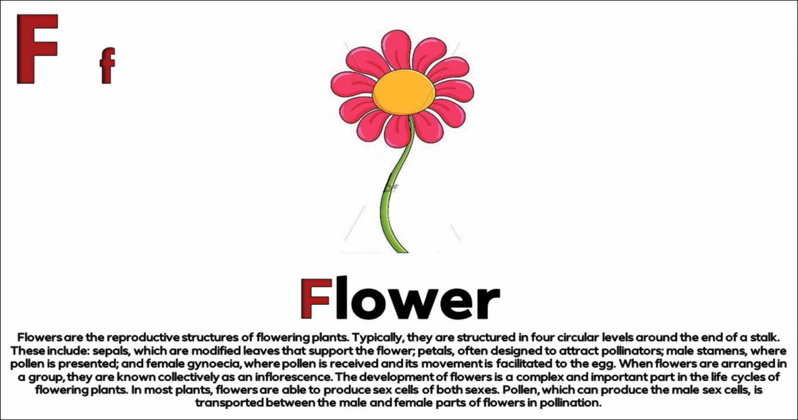In most plants, flowers are able to produce sex cells of both sexes. Pollen, which can produce the male sex cells, is transported between the male and female parts of flowers in pollination.